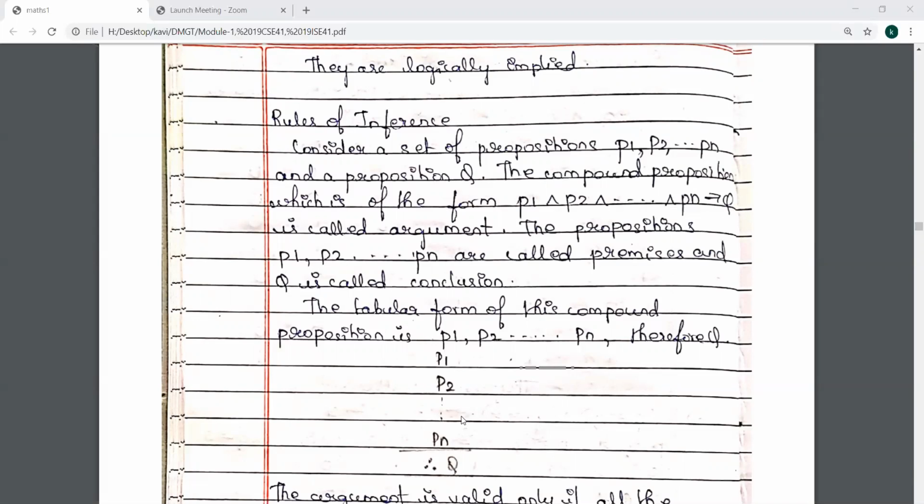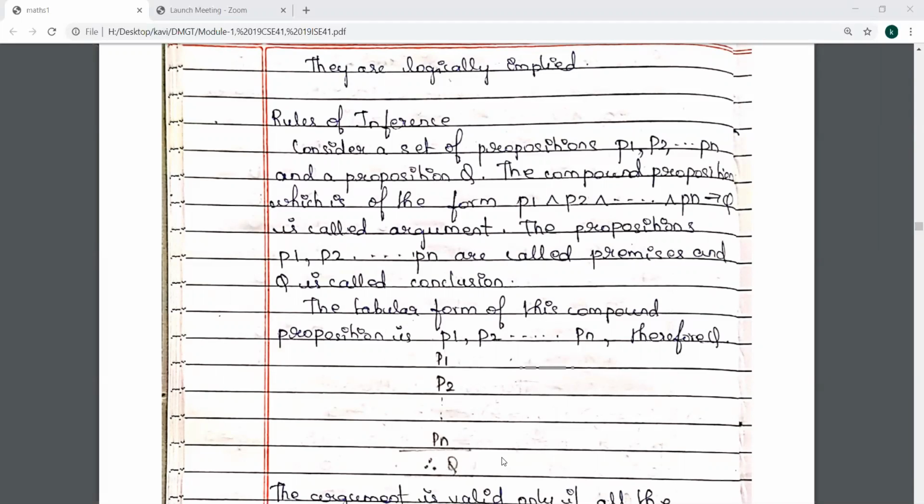The other way also you can write the argument. The tabular form of the argument is given in this form: P1, P2, etc. up to Pn. Therefore, Q is nothing but the conclusion. Here the set of propositions are given, P1, P2, etc. up to Pn. Finally, the conclusion is Q. So what we have to check is whether the given argument is valid or not. What is the meaning? Whether P1 and P2 and etc. up to and Pn logically implies Q or not.